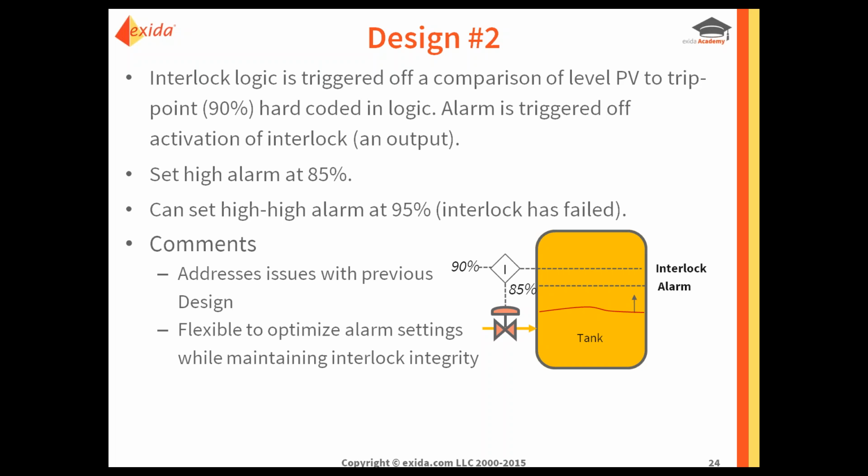So what's different or what's better about this implementation? It does not have the design issues that the previous design did. It also allows you to optimize the alarm settings, what the alarm set points are, totally independently of the trip point. So it maintains the interlock integrity while allowing you to adjust the alarm set points. So in this case, the likelihood that the interlock would activate as required or upon demand is much greater than design number one.